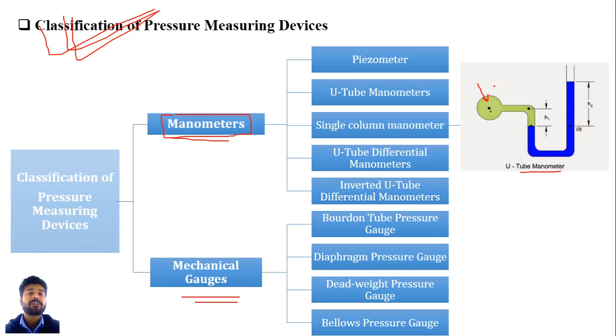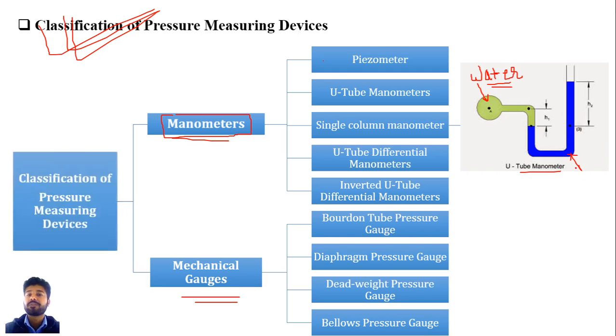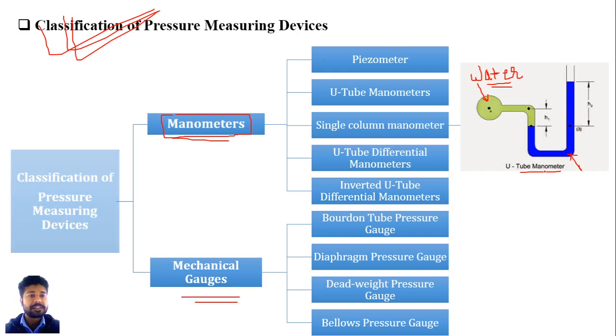Means if you have water flowing through pipe A, you need to have a heavy fluid compared to this water. So in this case we always take mercury as the heavy fluid in U-tube manometers and U-tube differential manometers. First, you have to find the pressure of this water which is acting on this mercury level.